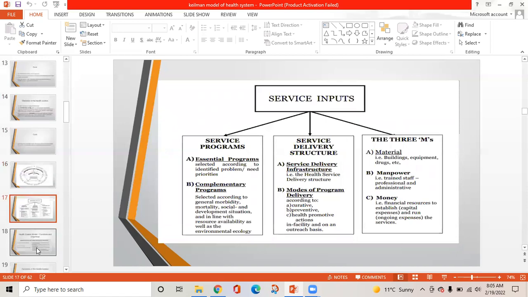Now, what are service inputs? Service programs, service delivery, and the three M's are included in the service inputs. Service input is an important aspect of the health system model. Essential programs and complementary programs are included in the service program outline. Service delivery infrastructure and modes of program delivery are under the umbrella of service delivery structure, while material, manpower, and money, these are the three M's that are important components of this.